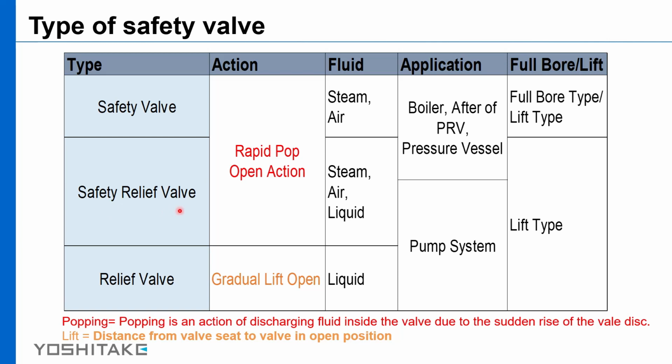A safety relief valve can be used for steam, air, and liquid. For the application, it can be used for boilers, after pressure reducing valves, pressure vessels, and pump systems. It has lift type.